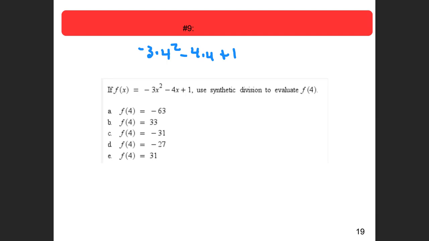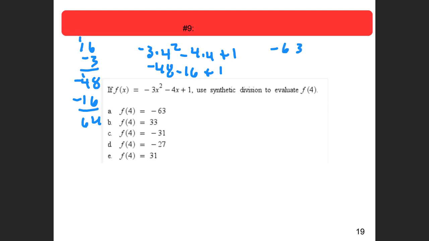Now, let's see here. So if I did this, that would be 16 times -3, so that's -48. So that's -48 minus 16 plus 1. So that's going to be, let's see here, -64. So -63 would be my answer if I did it just by plugging it in.